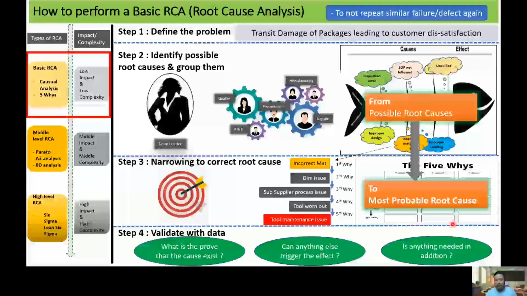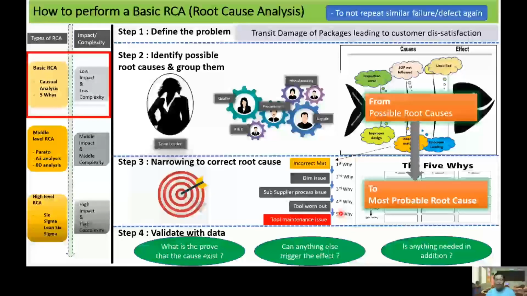This discussion needs to be carried out in a small group of the team just to make sure whether the identification of the root cause in step 3 is correct, or whether there are different views by different people in the system. So this is all about how to perform a basic root cause analysis.